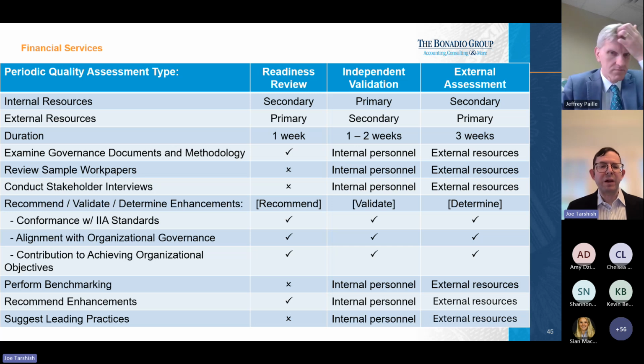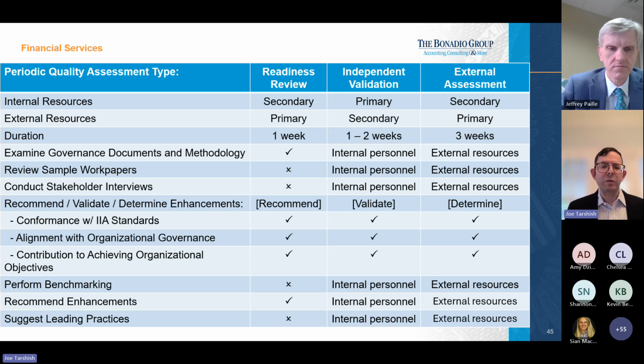In terms of recommending, validating, determining enhancements, different ways of looking at the same thing, readiness review will recommend those, certainly. The independent validator will validate those enhancements that your own folks have come up with, and the external assessor will personally determine enhancements. These all address conformance with IA standards, alignment with organizational governance, and very importantly, the contribution to achieving organizational objectives.